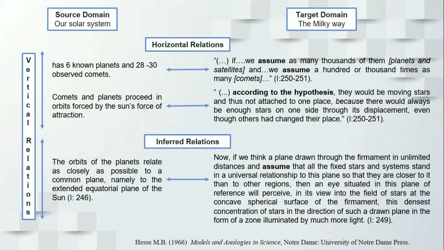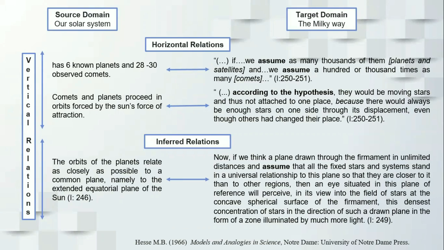Strictly speaking, these would be the only attributes we are acquainted with on the side of the target domain, watching the Milky Way with the naked eye. Clearly not enough to infer the unknown similarity, but instead, the attributes in the target domain are assumptions.